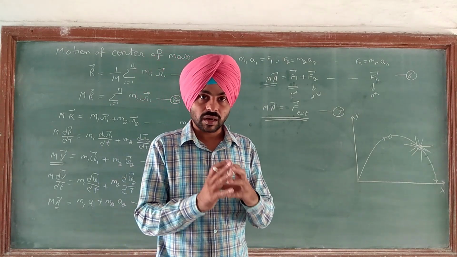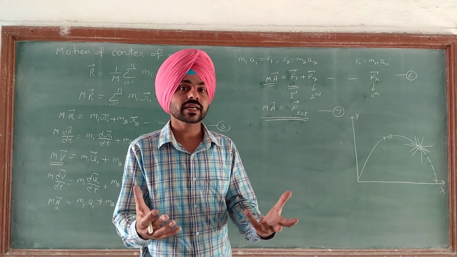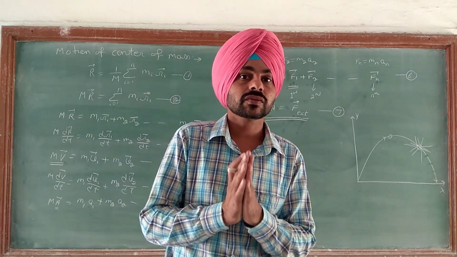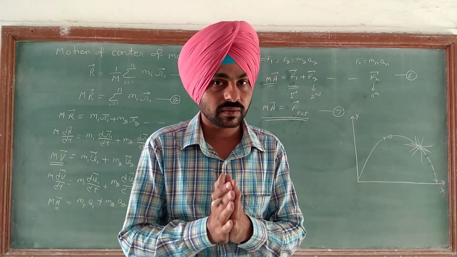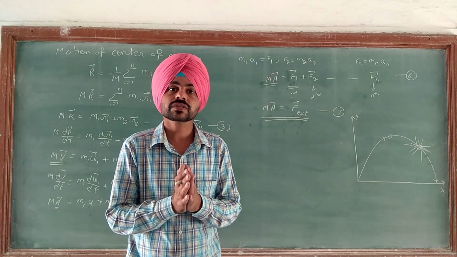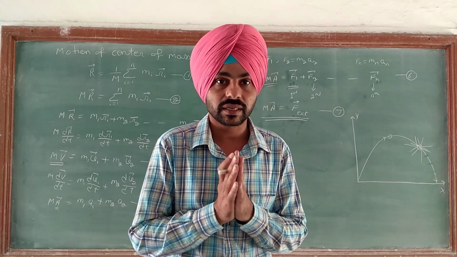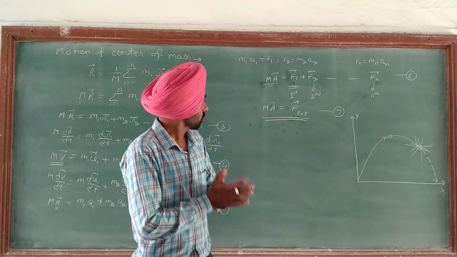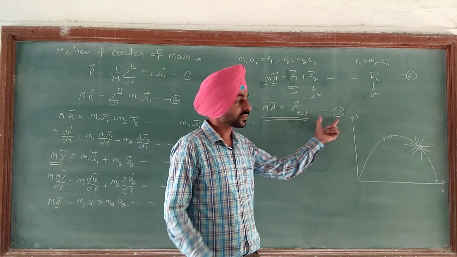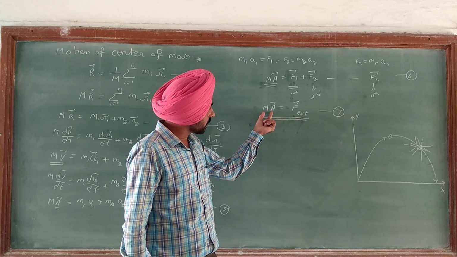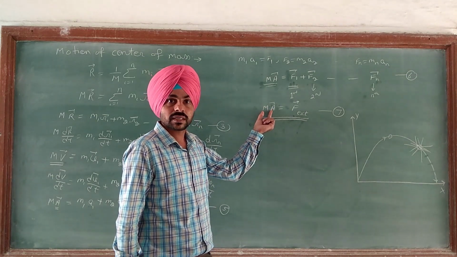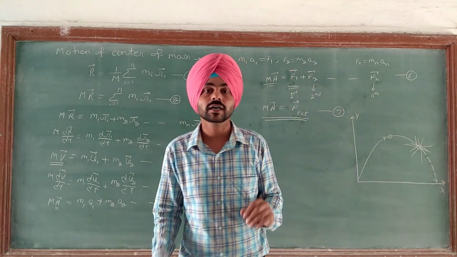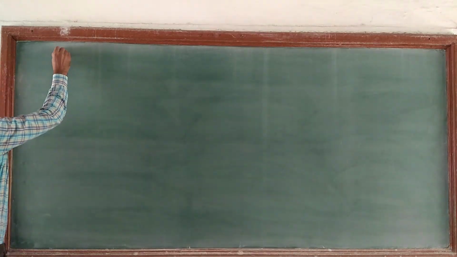Although the object is scattered now in all directions due to the explosion, that explosion is due to internal force. There is no contribution from the external forces. Internal forces, according to Newton's third law, are in pairs and act in opposite directions, so their contribution is 0. So that means the motion or the path of the center of mass is parabolic. There is no change in the path of the center of mass.